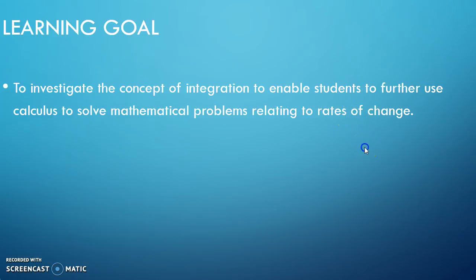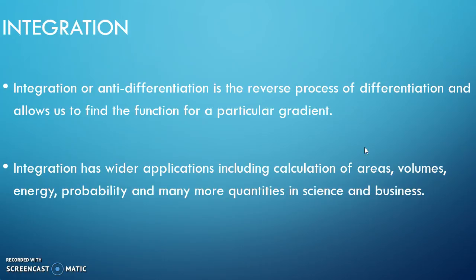Integration, as you'll see now, is like the reverse process of differentiation. So it allows us to find the function if we are given the gradient function, or if we're given the rate of change of a function, we can find out what that function is. So in the example we just talked about, if we are given the acceleration function to represent the acceleration of an item, we can apply integration to work out what a function for the velocity would look like. And if we're given the velocity function, we can use integration to find out what the displacement function of an object would look like.